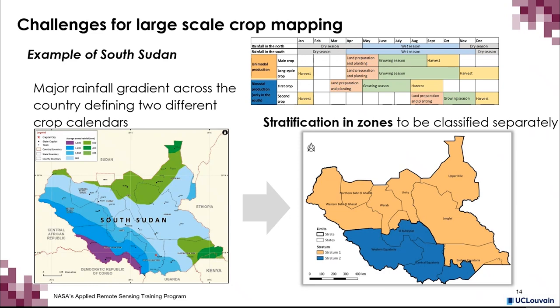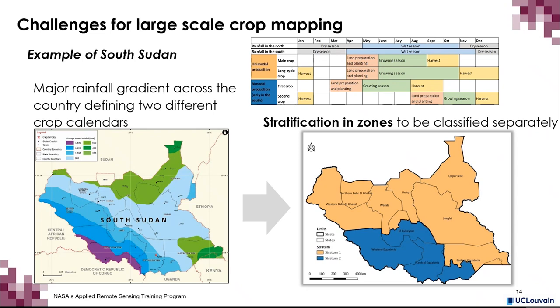Let's come back to our South Sudan example. Looking at the country and the meteorological map, we can see a major rainfall gradient across the country. This gradient will, of course, define two different crop calendars.